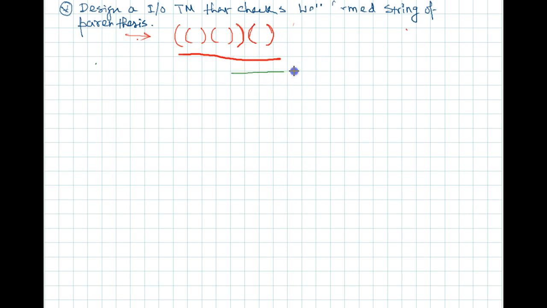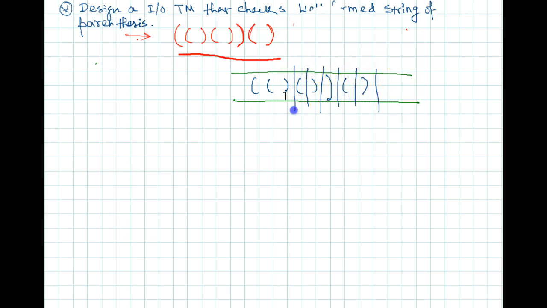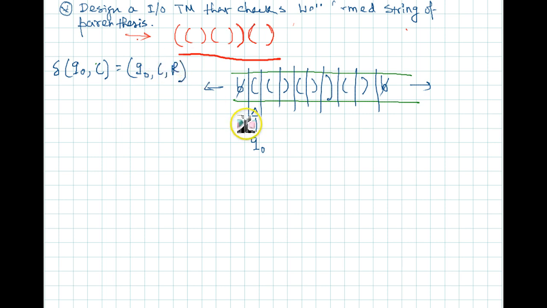So this is the input tape, and we have this opening bracket, closing bracket, opening bracket, closing bracket, and this closing bracket, and again this one. And we have blank space here. And the tape is infinite in either direction as usual. So initially we are here in state Q naught. In state Q naught, if we get an opening bracket, we should move towards right, and we will remain in the same state.